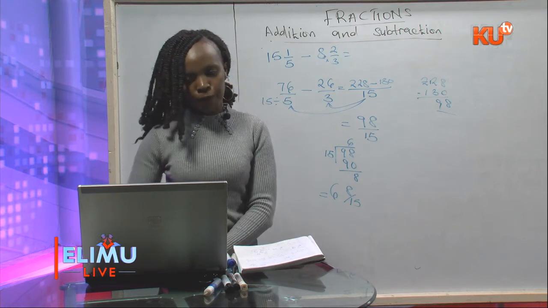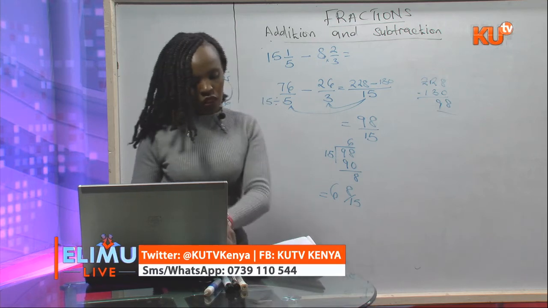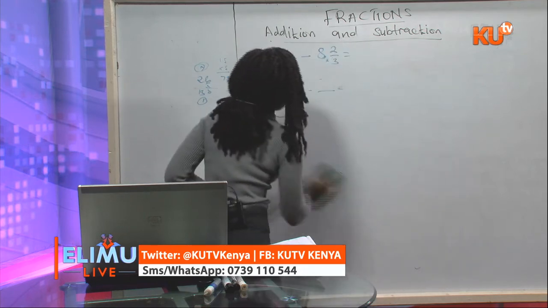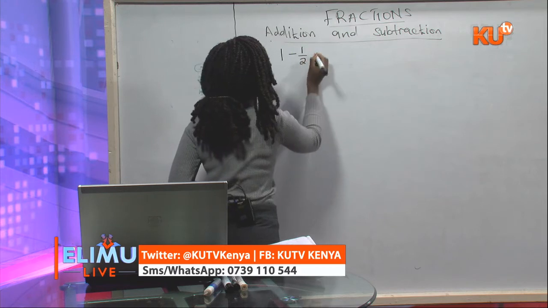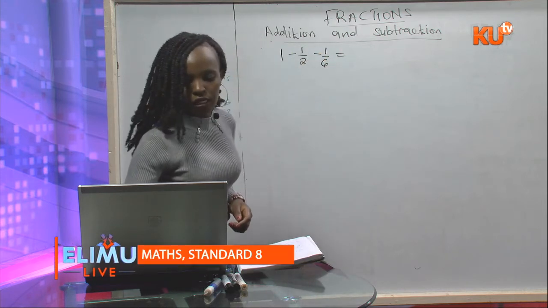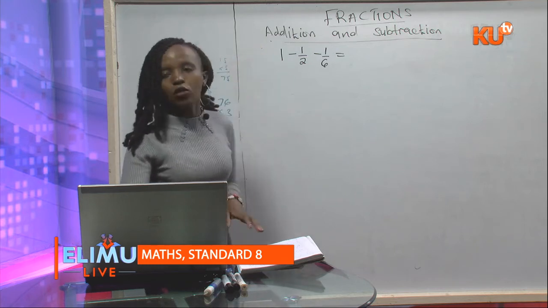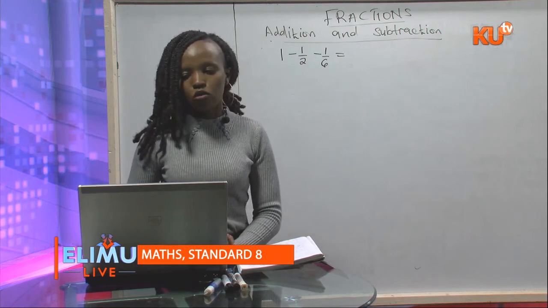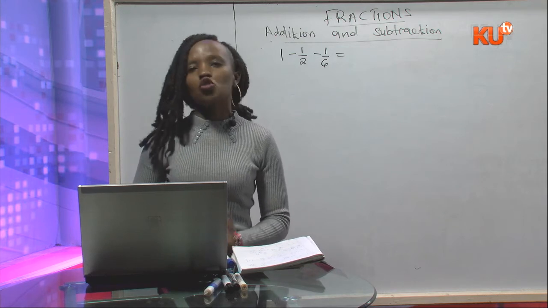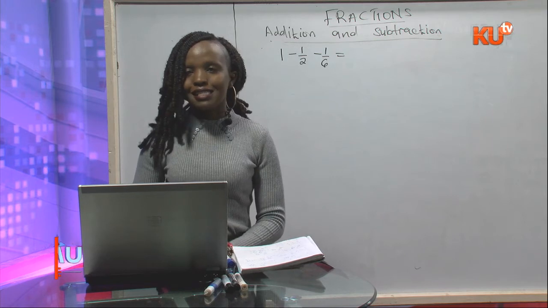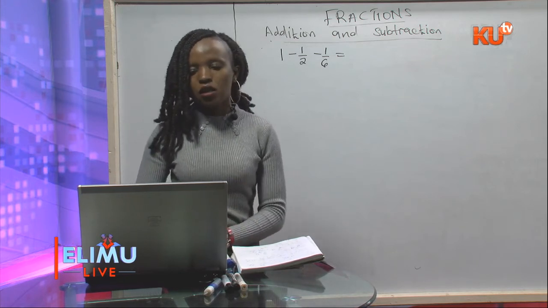So we go to another example. 1, that is a whole, minus a half, minus a sixth. If you look at this one, this is a whole number, it is not a fraction. So when you have a whole number and fractions, ensure that you convert that whole number to a fraction. How do we convert a whole number to a fraction? The simplest method is to put that whole number over 1. When you put it over 1, it doesn't change its value. What it helps you do is to solve it as a fraction. So it converts that number to a fraction.